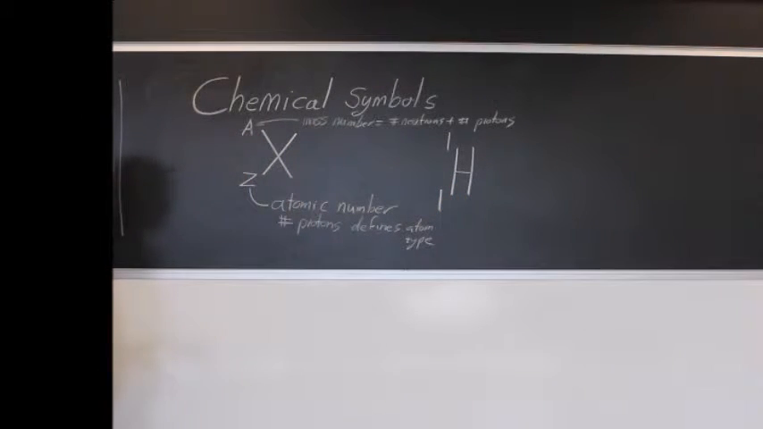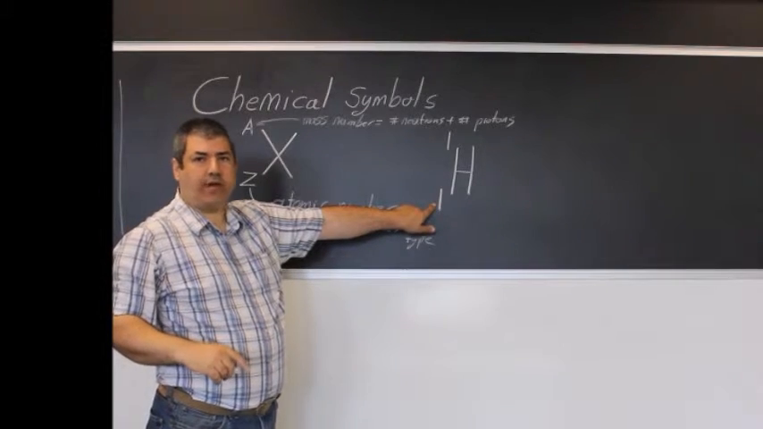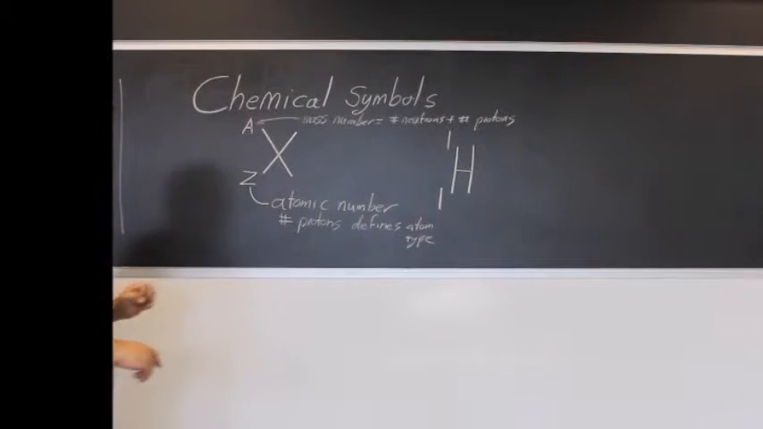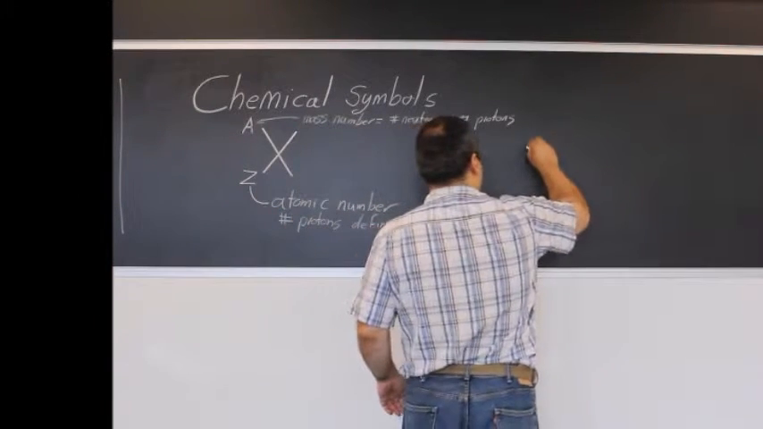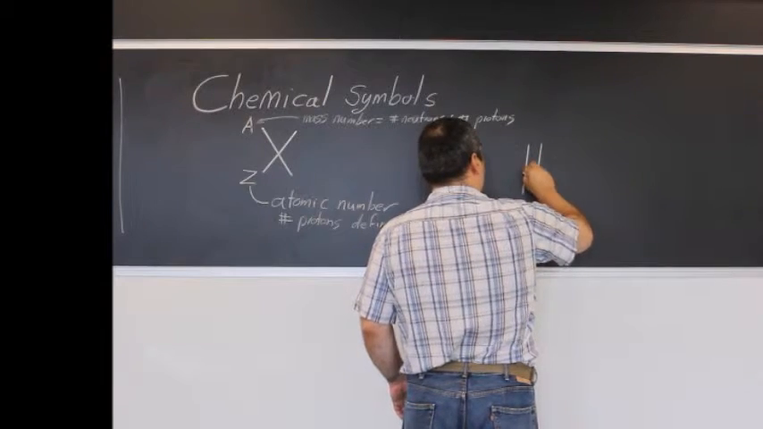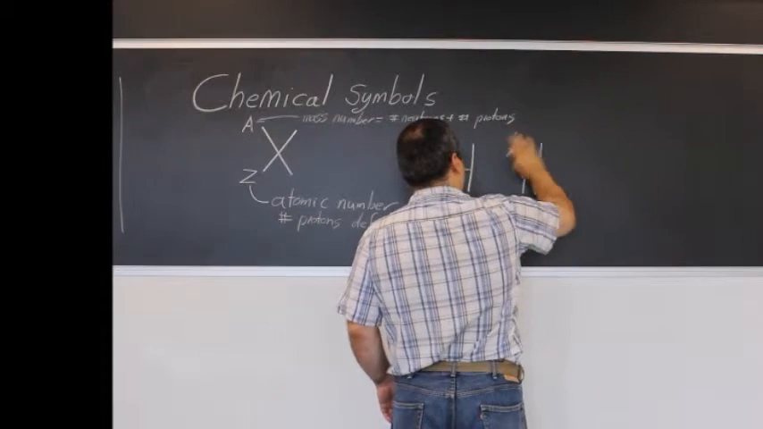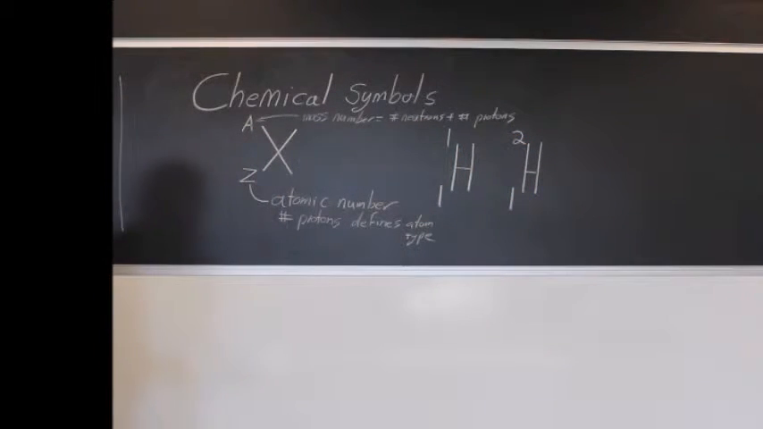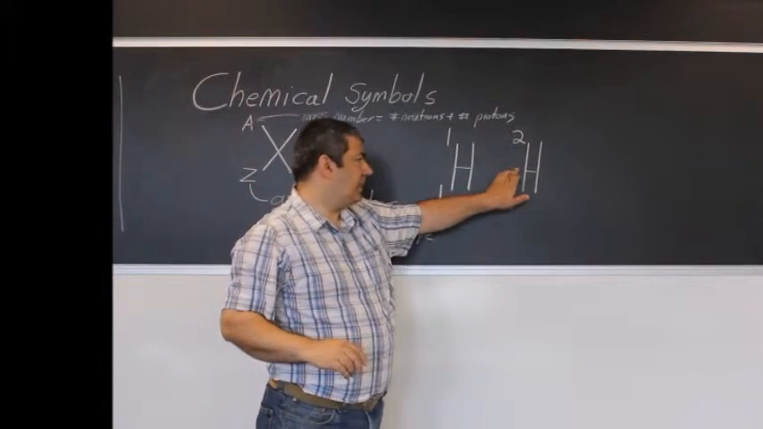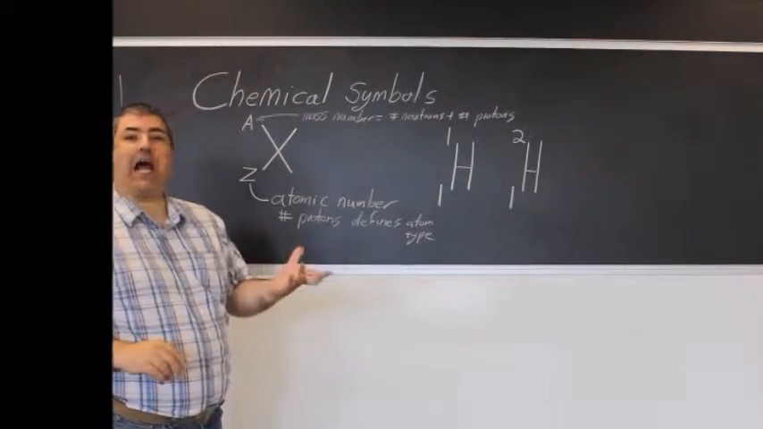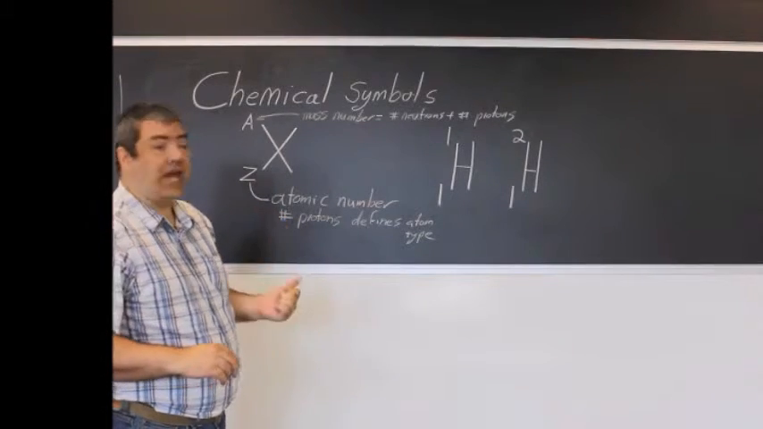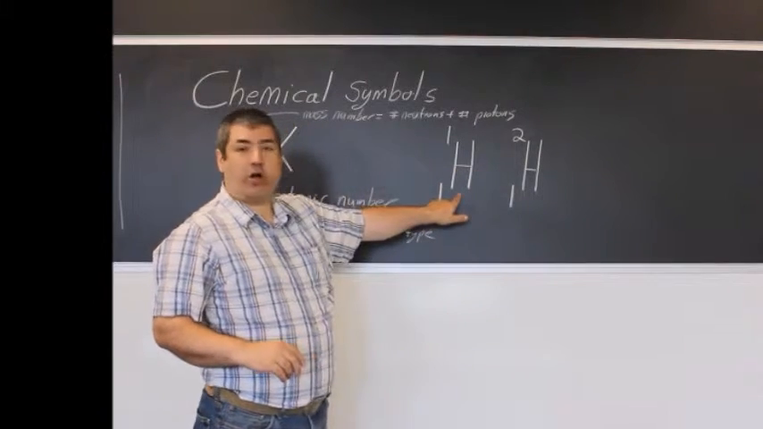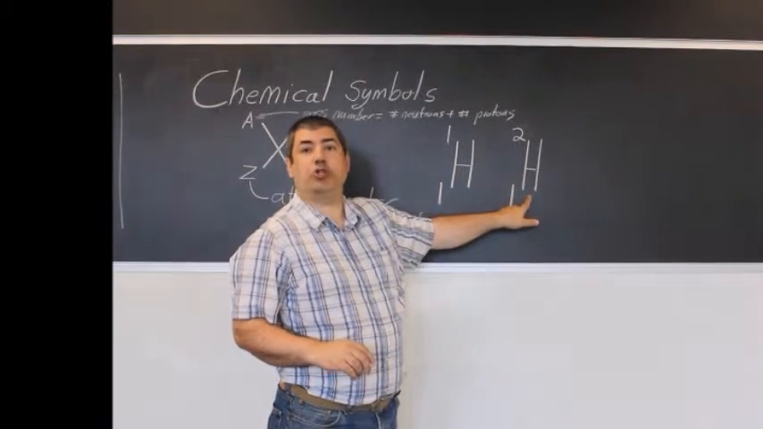Hydrogen has one proton, that's what defines it as hydrogen, and it has 0 neutrons. However, there's another form of hydrogen that has 1 proton and 1 neutron. In the case of hydrogen, the isotopes have special names. An isotope is the same type of element, but with different numbers of neutrons. We would call this hydrogen. This we would actually call deuterium.